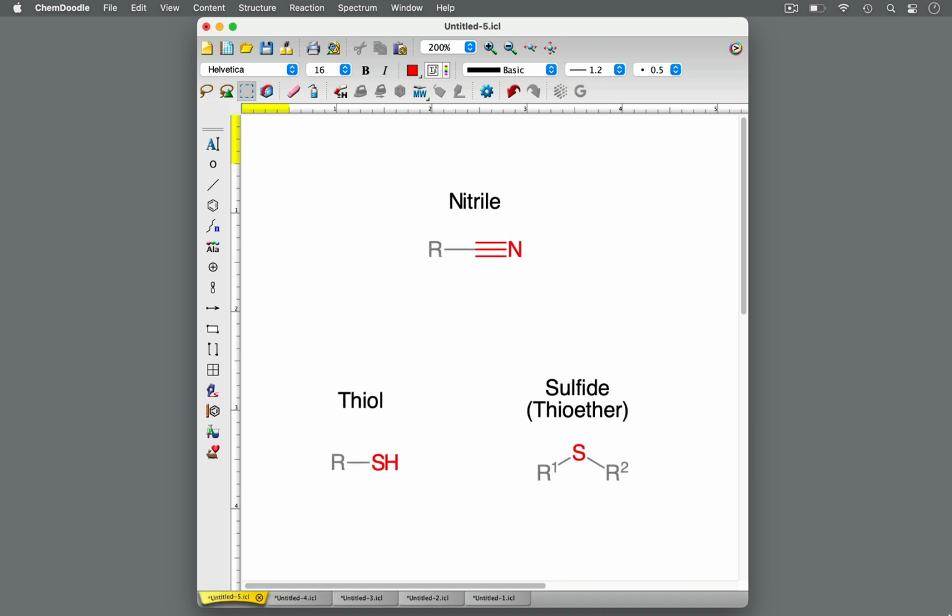While nitriles, thiols, and sulfides are not always covered in introductory chemistry classes, it's useful to recognize these functional groups. There are yet still more functional groups that include nitrogen and sulfur atoms, but for the scope of a basic chemistry course, these are the most common ones you may encounter.